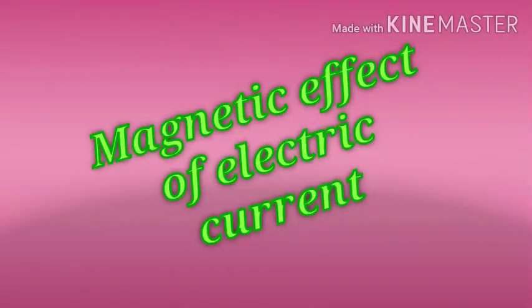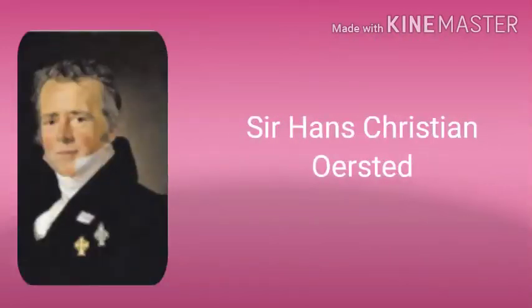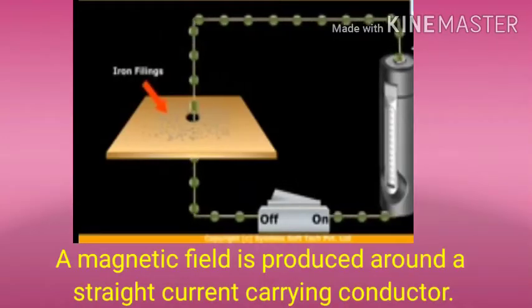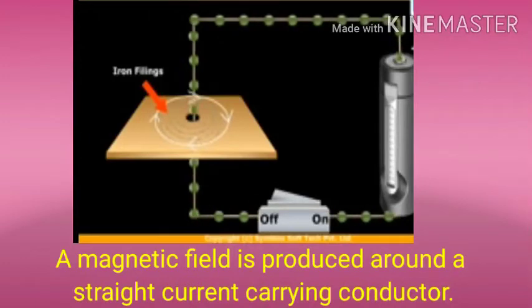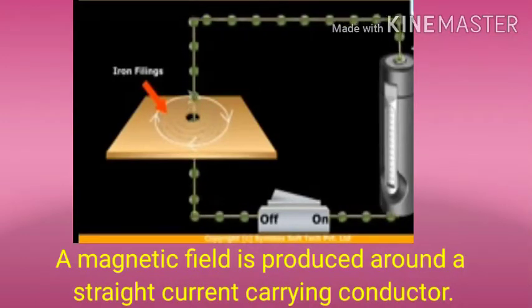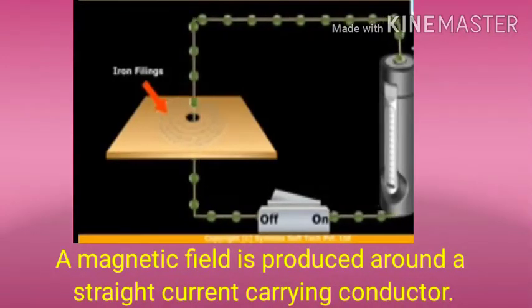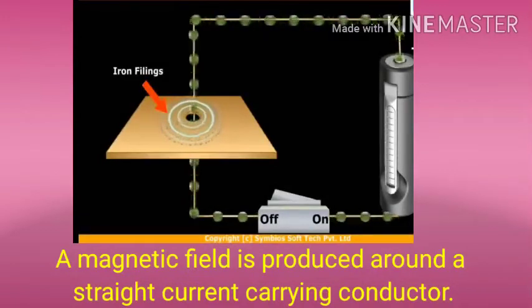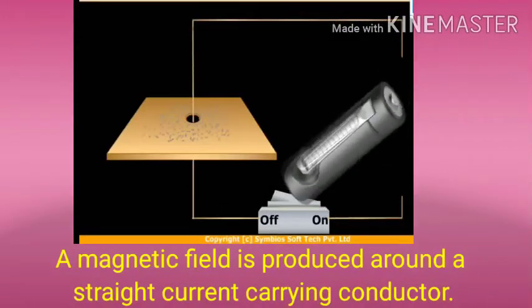Now we will move on to the magnetic effect of electric current. Sir Hans Oersted discovered the relation between electricity and magnetism, which is also called the electromagnetic effect. A magnetic field is produced around a straight current carrying conductor. If the current is reduced, this magnetic field reduces, and if the current through the wire is increased, the intensity of the magnetic field increases.